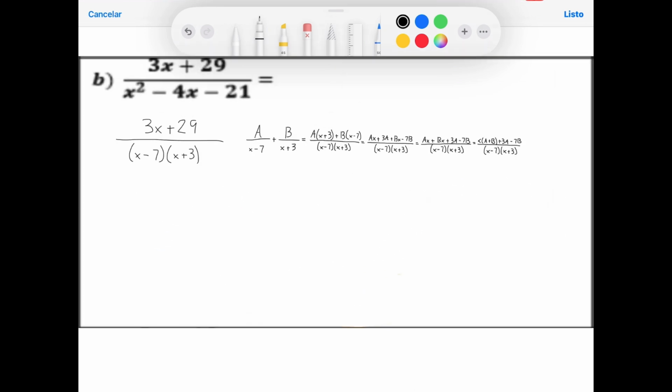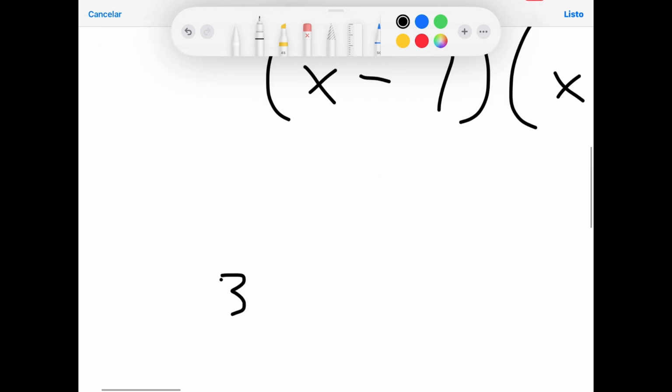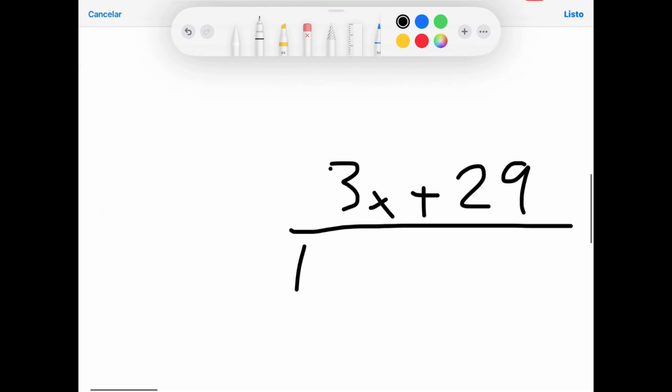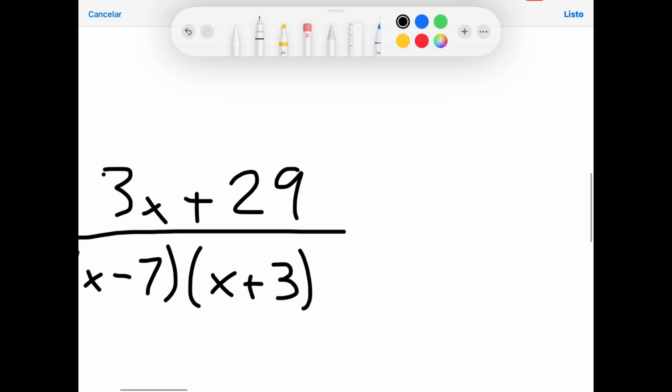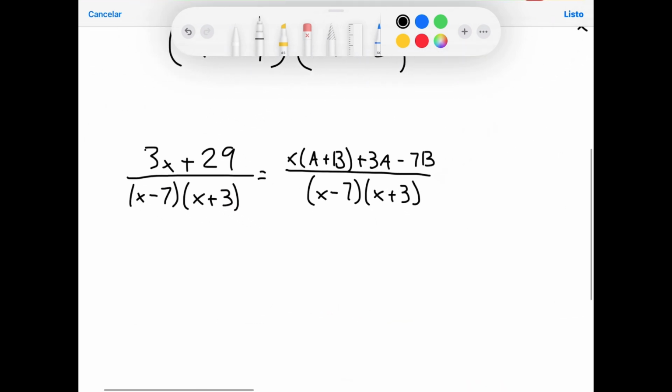Now I know that this initial equation, which was 3x plus 29 divided by x minus 7 times x plus 3, equals the same as this one. They are now equalized.